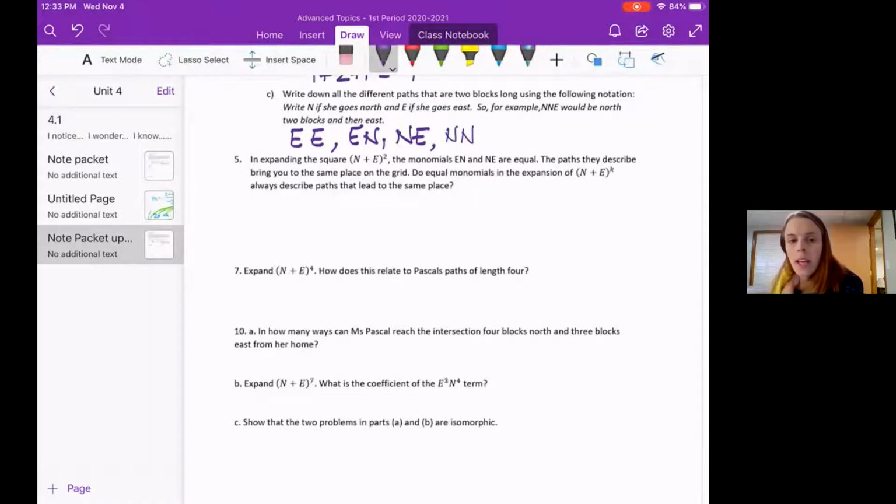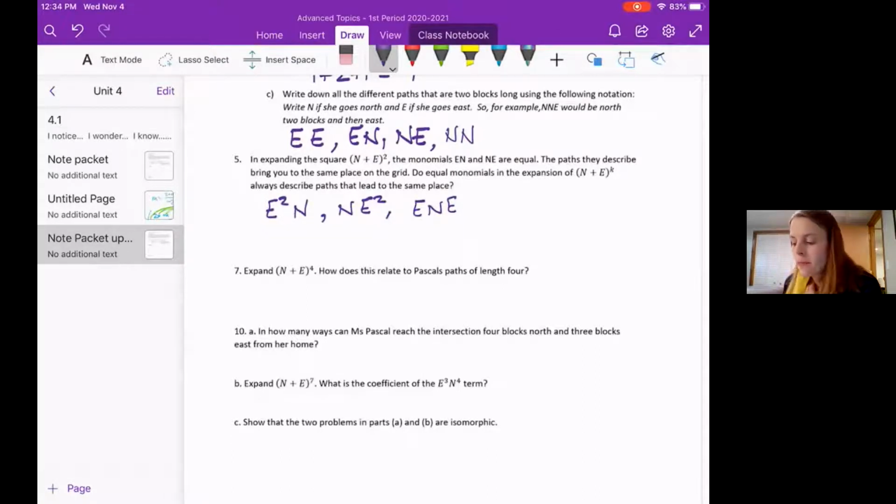So if you were going to take n plus e to any power, and you got different orderings, so let's say you had e squared n, or ne squared, or even ene, those would all take you to the same location on your grid. The total number of the e's will be equal, and the total number of the n's will be equal as well.